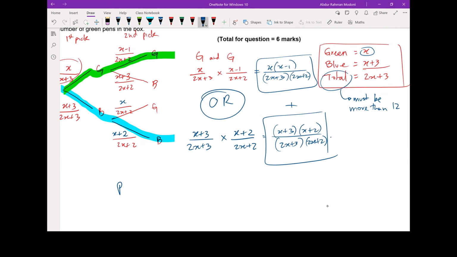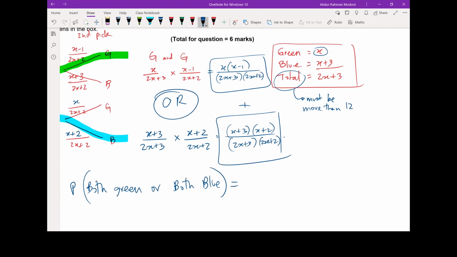So probability of both green or both blue is equal to those two probabilities added together.